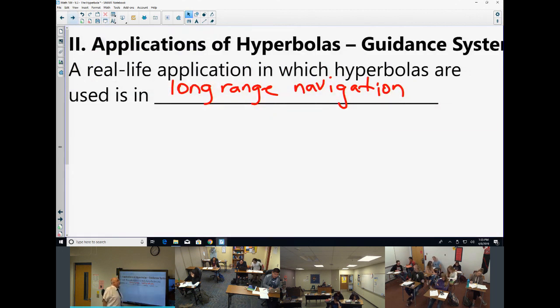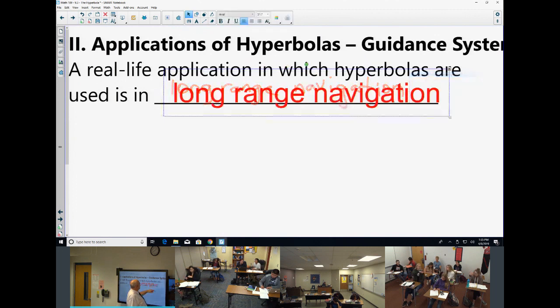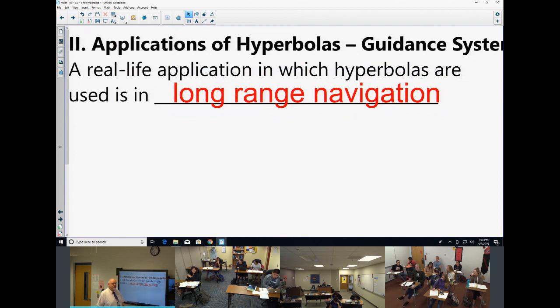All right. So an application of hyperbolas. It's interesting. I didn't even know this application till I'd been teaching for about 15 years. A real life application in which hyperbolas are used is in long range navigation. Mostly in the military. Okay. Now, in the military, they call this LORAN for long range navigation.